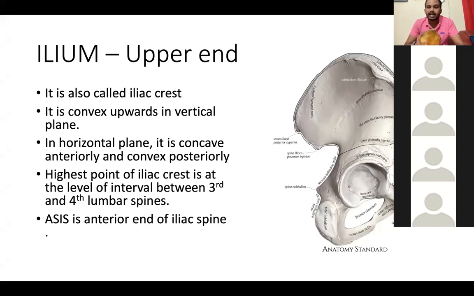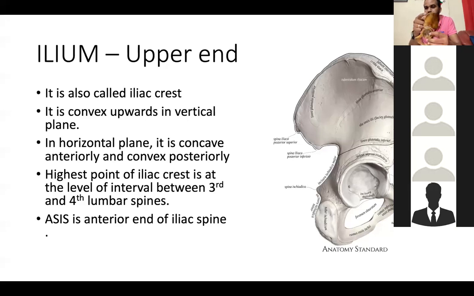Next, ASIS, anterior superior iliac spine. ASIS is nothing but anterior superior iliac spine, the anterior end of iliac crest. This is iliac crest, not spine, iliac crest. So here, if you see here, this is iliac crest, yes or no?